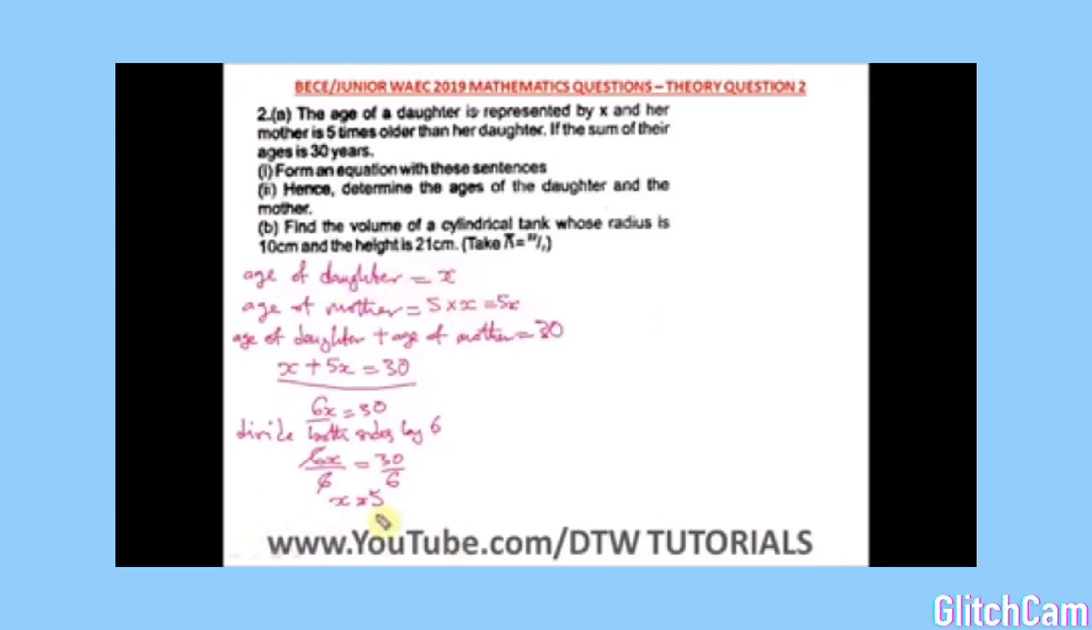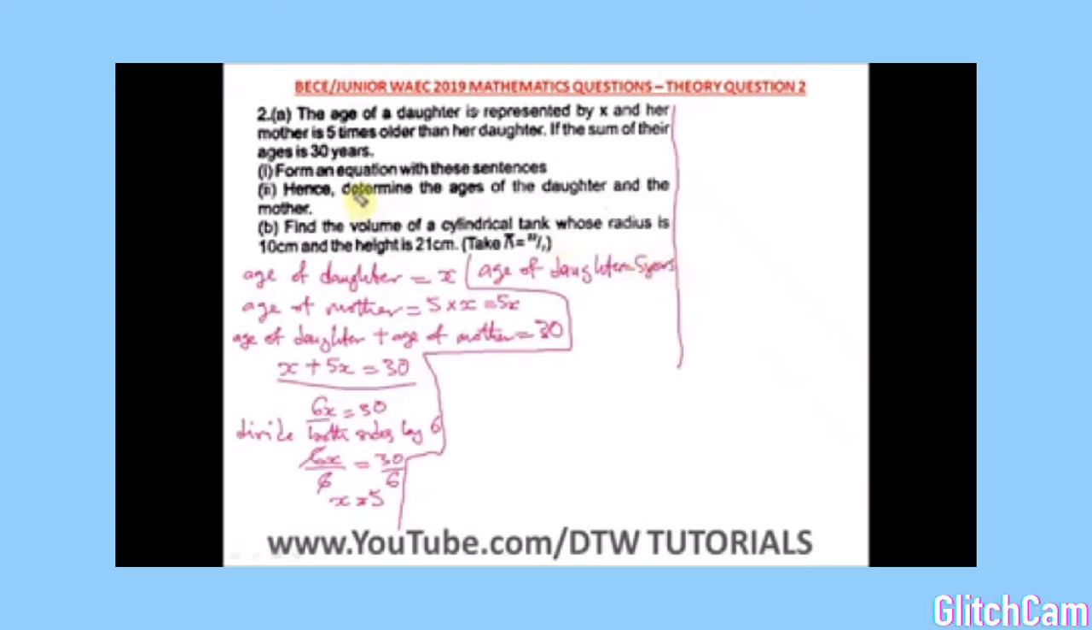We have to write this down. All right, let's write this down. We still have one more question, so here. Let me separate this. So it means the age of the daughter is 5 years. So we write age of daughter is equal to 5 years.